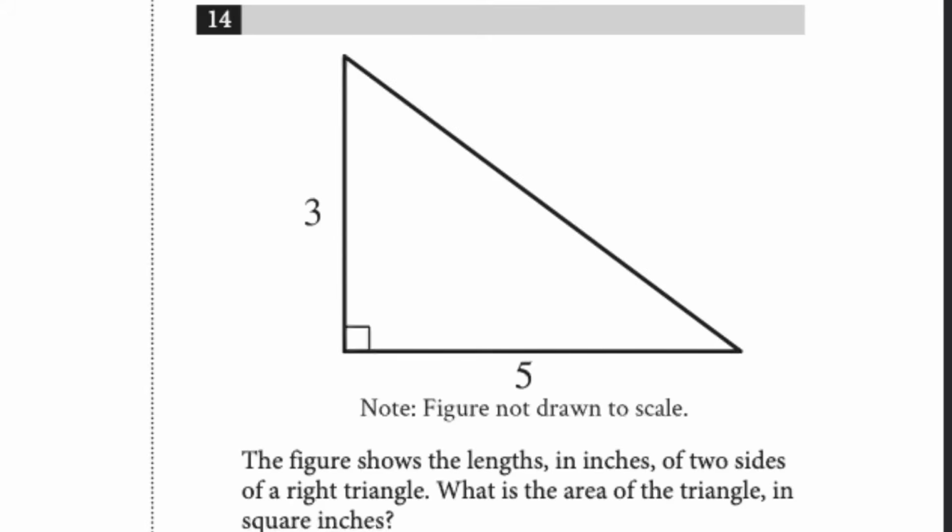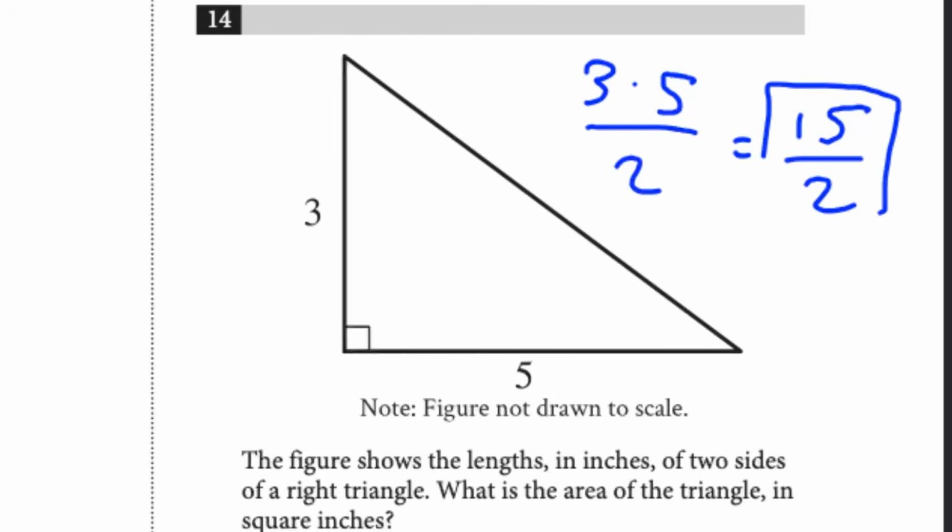Okay, so another way they might ask this is they'll just give you a picture, and you're just asked to find the area here. So this time it's really easy. You'll just do 3 times 5 over 2, so that'll just be 15 over 2. So real simple if they give it like that.